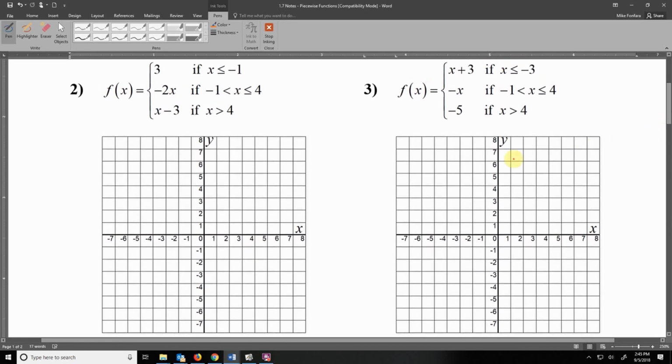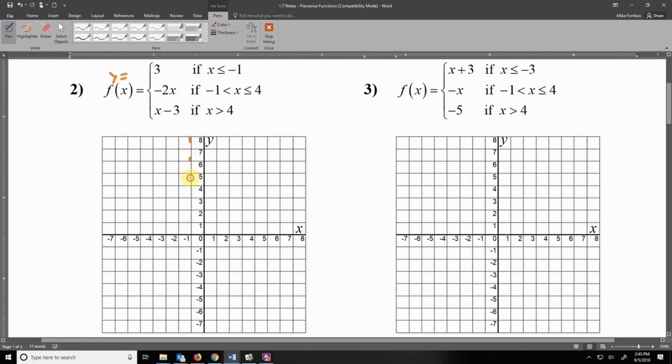The first function has three different graphs. This f of x equals, that's function notation. It's exactly the same as y equals. It's y equals 3, y equals negative 2x, and y equals x minus 3, but all in different domains. So the first equation is y equals 3, which is a horizontal line up 3, but only in the domain of x's that are less than or equal to negative 1.